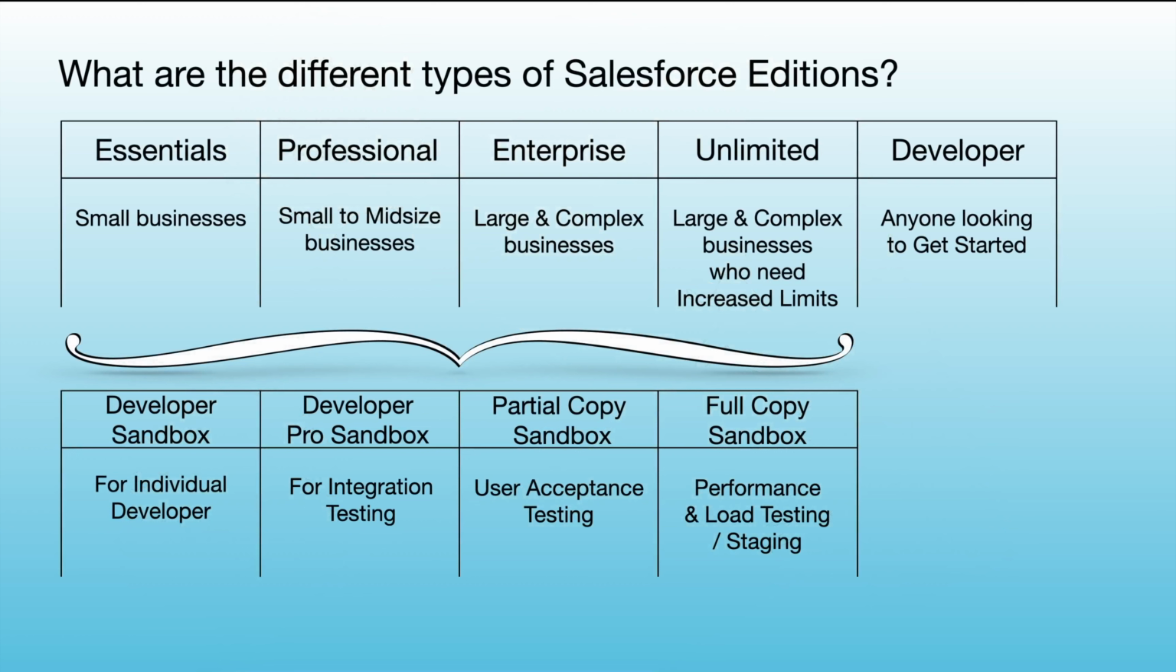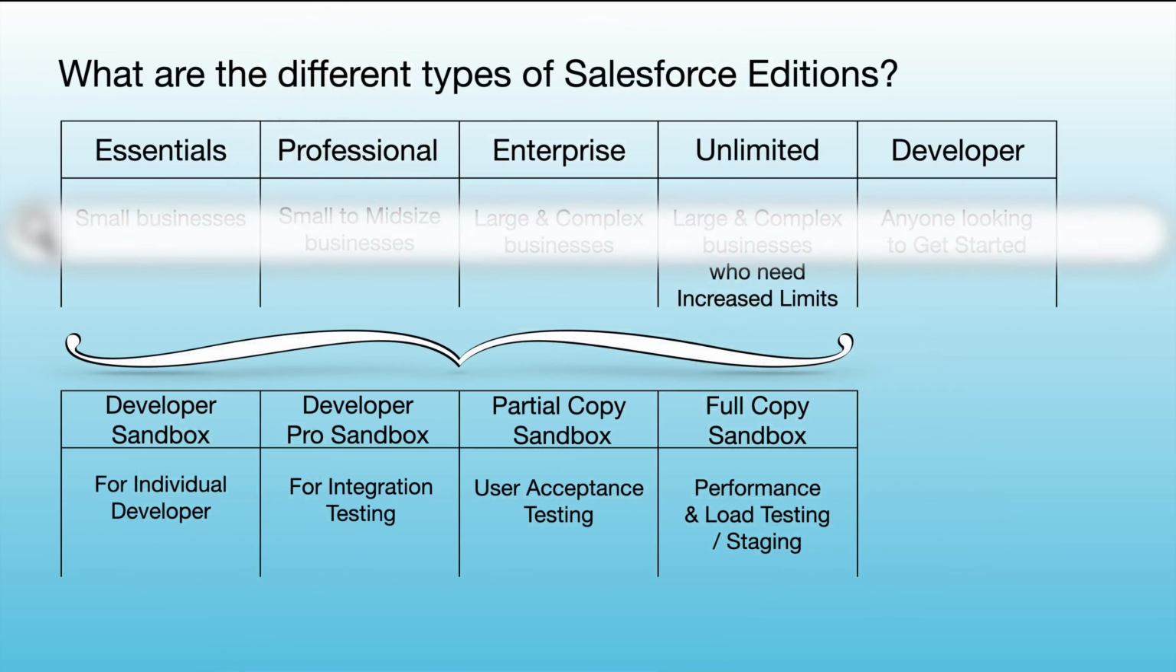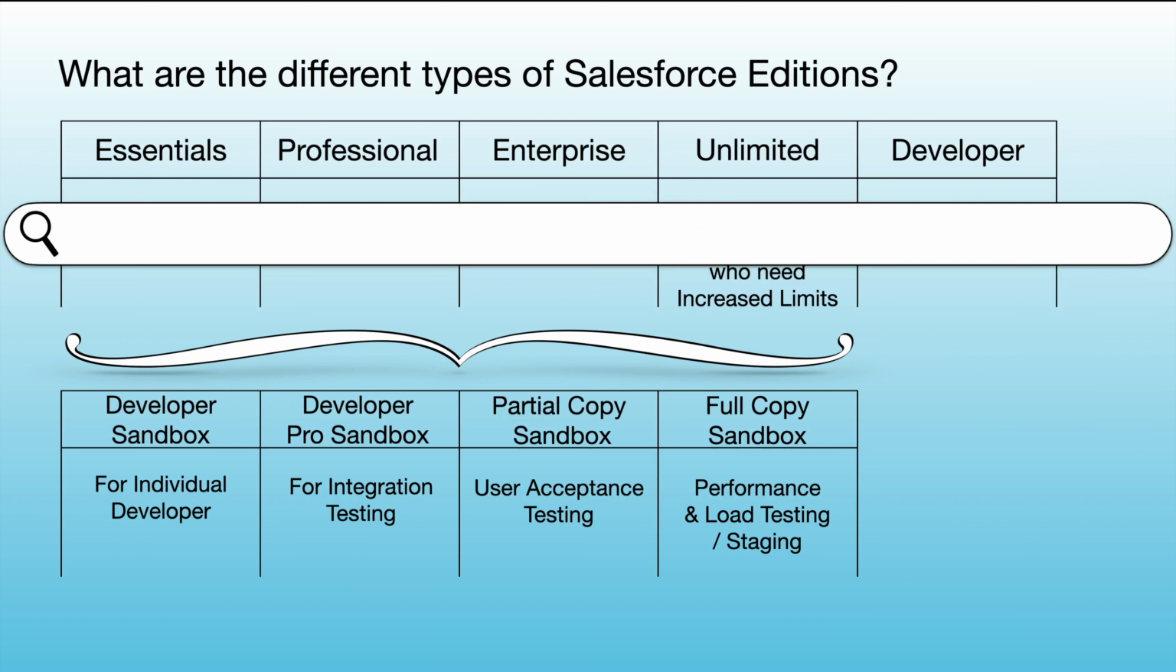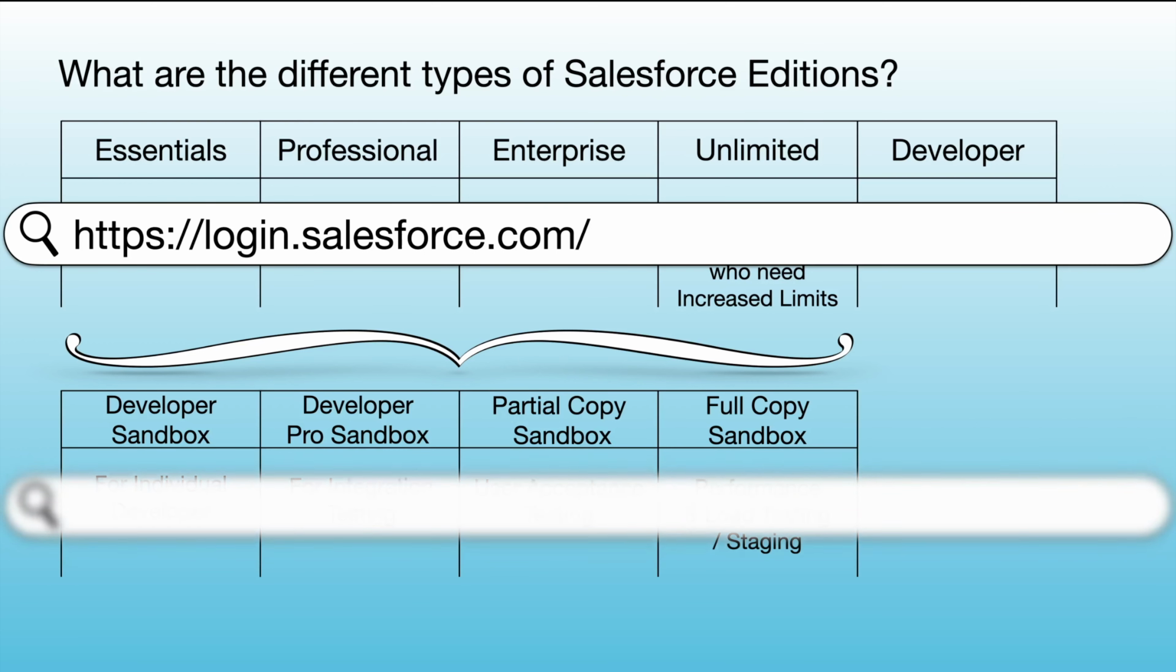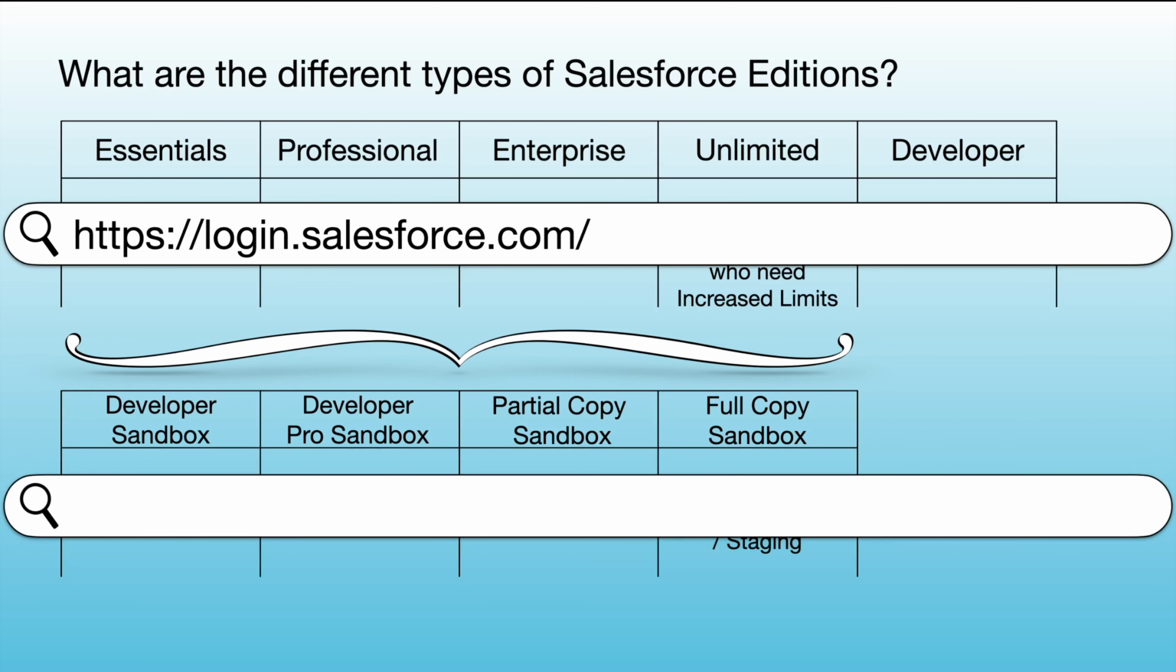We had learned about all the Salesforce editions and sandboxes available. To log in to any of these editions or production org, the default URL is login.salesforce.com, whereas to log in to any of the sandboxes, the default URL is test.salesforce.com. Let's now navigate to login.salesforce.com to access our developer org.